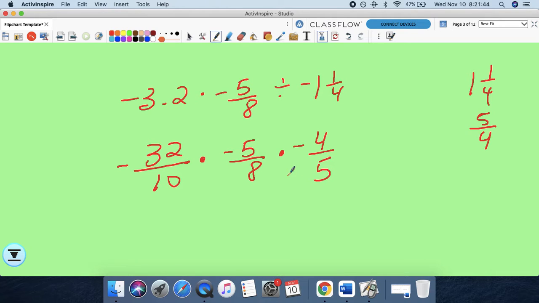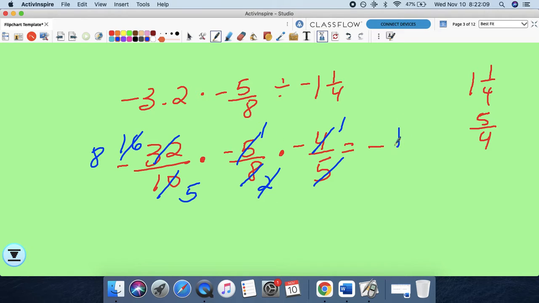You could have done that, and now that it's multiplication, we can simplify a bunch of things before we actually multiply. So it's a negative times a negative times a negative, so I know my answer is negative. Let me take care of that first. So let's simplify. That 1 becomes 2, that's 1, this becomes 16, that 5 and this 5 go away. 10 divided by 2 is 5, 16 divided by 2 is 8, and I think that's it. There's a 1 here, so it's 8 over 5, or negative 1 and 3/5.